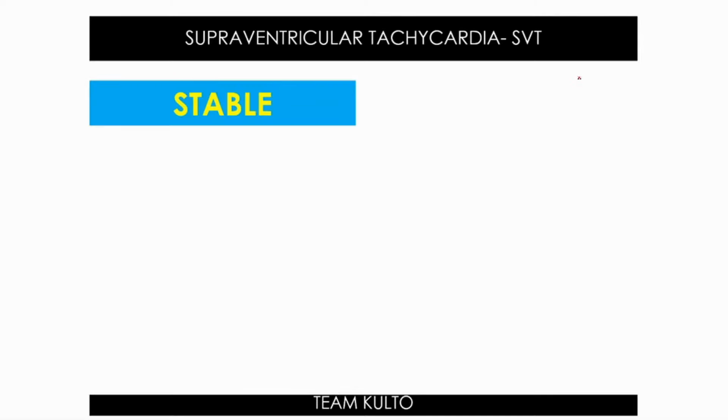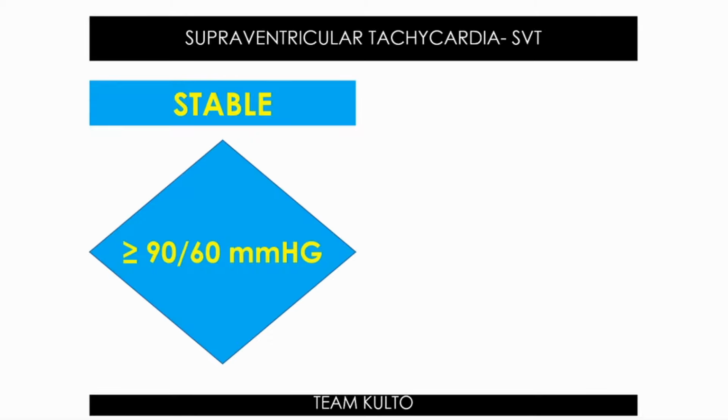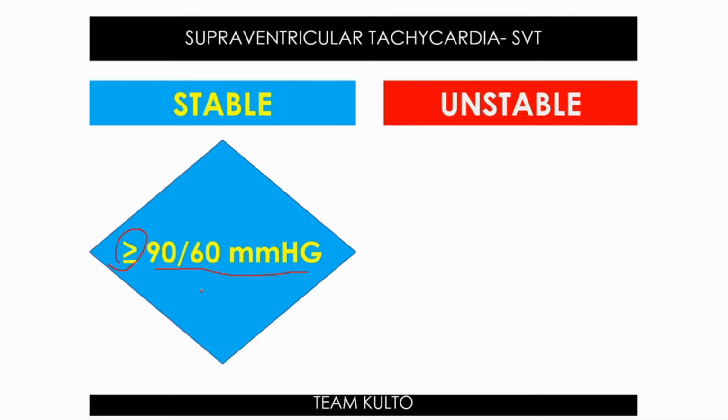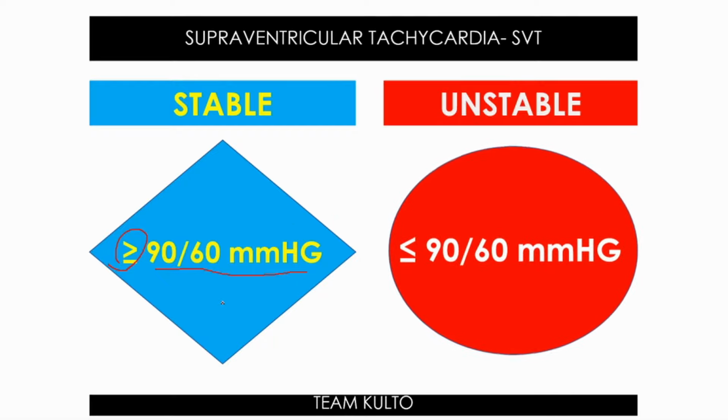Tingnan mo siya. Masasabi mo stable ang yung SVT kapag ang blood pressure mo is what? More than 90/60 millimeters of mercury. Tandaan. Paano naman kapag unstable? May idea ka na? Very good. When we talk about unstable SVT, your blood pressure should be less than 90/60 millimeters of mercury. Madali lang siyang tandaan, hindi ba?